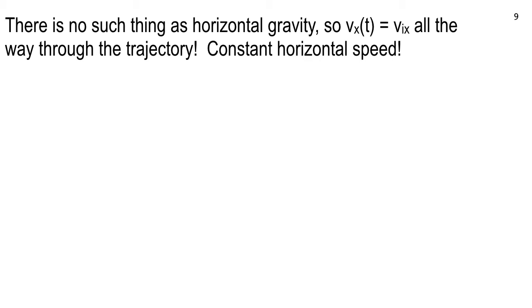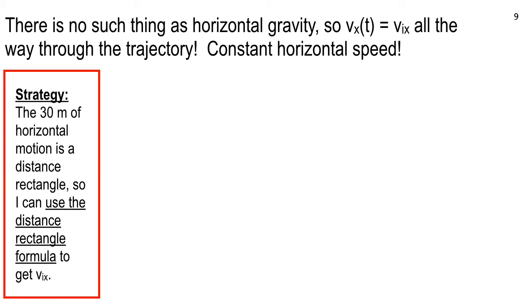So that's going to be ditto marks all the way through the trajectory, your horizontal component. And we talked about that at the end of the lecture. Now, the 30 meters of horizontal motion for my spatial measurements is basically 30 meters. That's a distance rectangle. So I can use the distance rectangle formula.